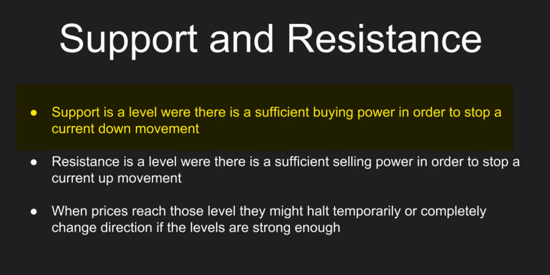Supports and resistances are super important concepts when it comes to chart technical analysis. Support is a level where there is a sufficient buying power in order to stop a current down movement. And resistance is a level where sellers are strong enough to stop price increases. When prices reach those levels, they might halt temporarily, and sometimes if the levels are strong enough, they can completely change the overall direction and cause a reversal pattern.